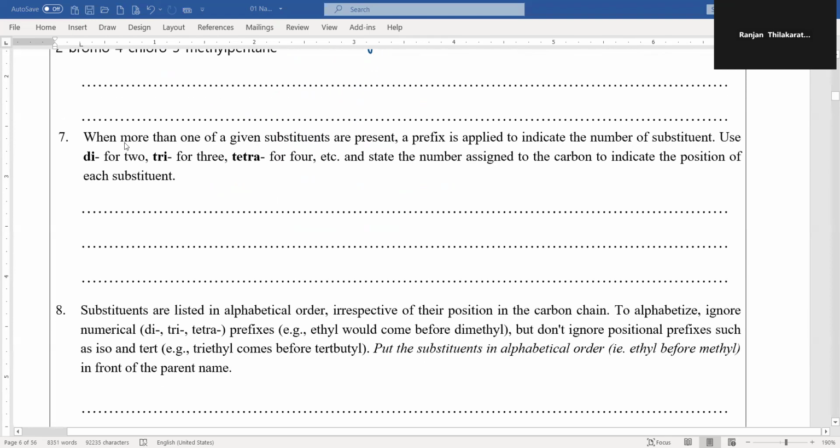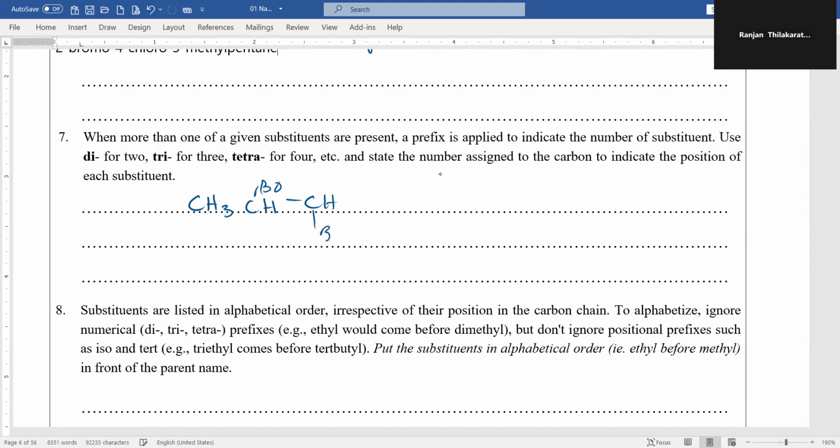And then when more than one of a given substituent is present, we use the prefixes di, tri, tetra, and so on to indicate the number of occurrences. Like this way, if you have CH3CHBr, CHBr, CH2 and CH3, then you have 2 bromo, then it is di.